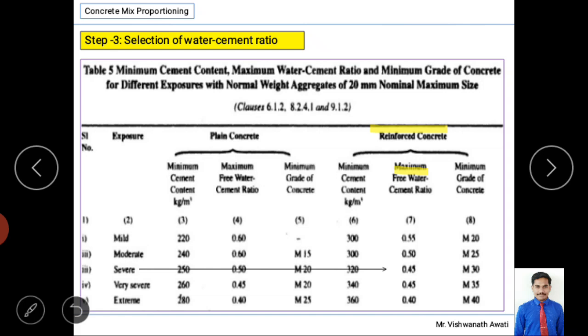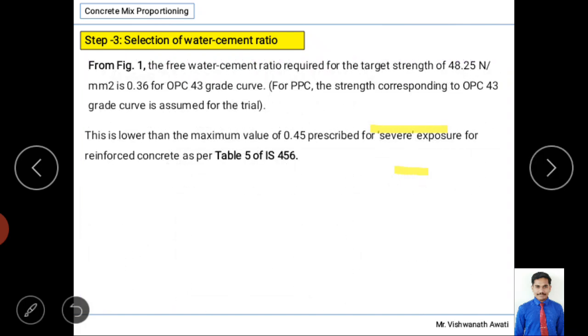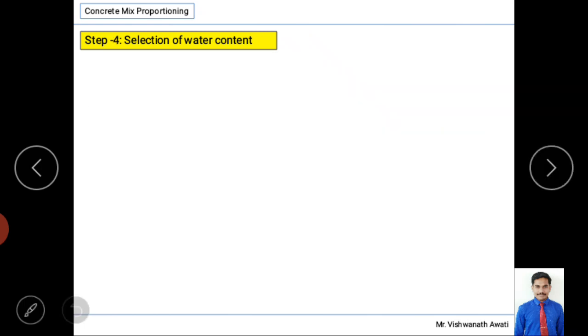Even though we will refer to the other data according to the requirement, now you focus only on reinforced concrete and the maximum free water cement ratio. So here it is how much? 0.45. That's what they are telling, that it should be lesser than 0.45. Why? Because we already studied, if the water cement ratio is less, then we are getting good strength. That's why 0.36 is better than 0.45. So for our future reference, the water cement ratio is 0.36. Okay.